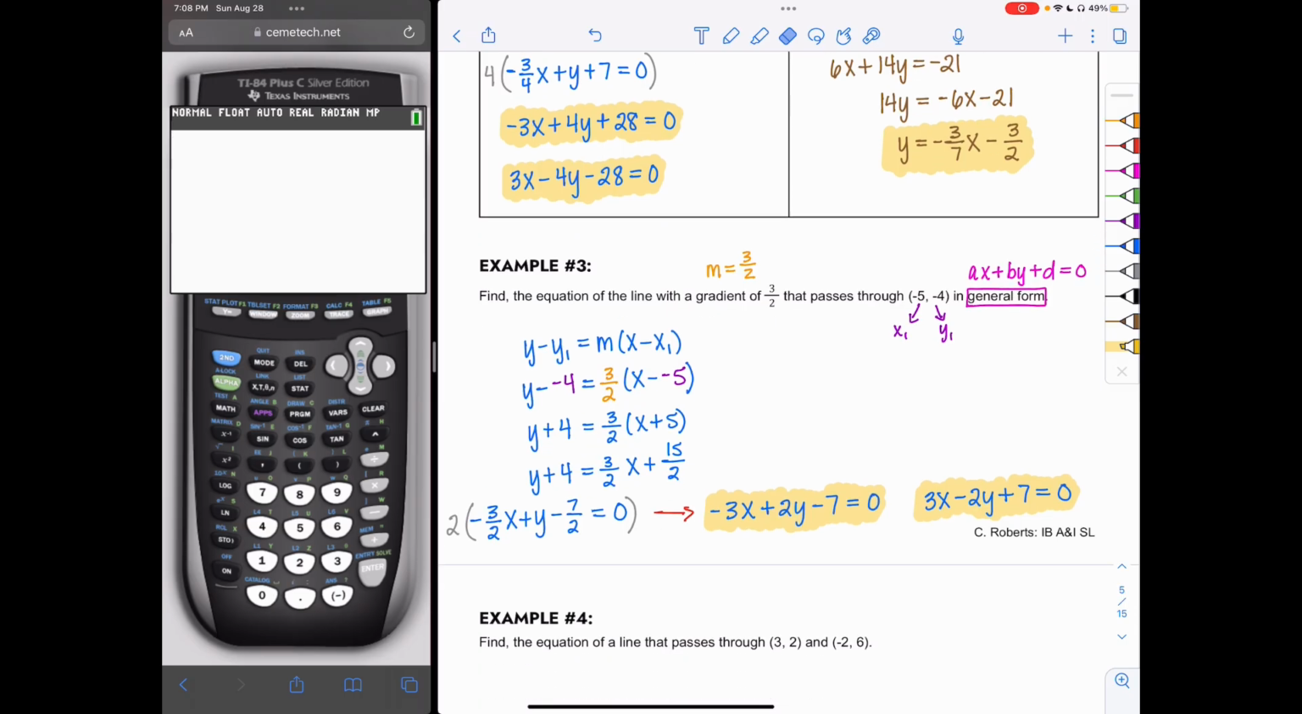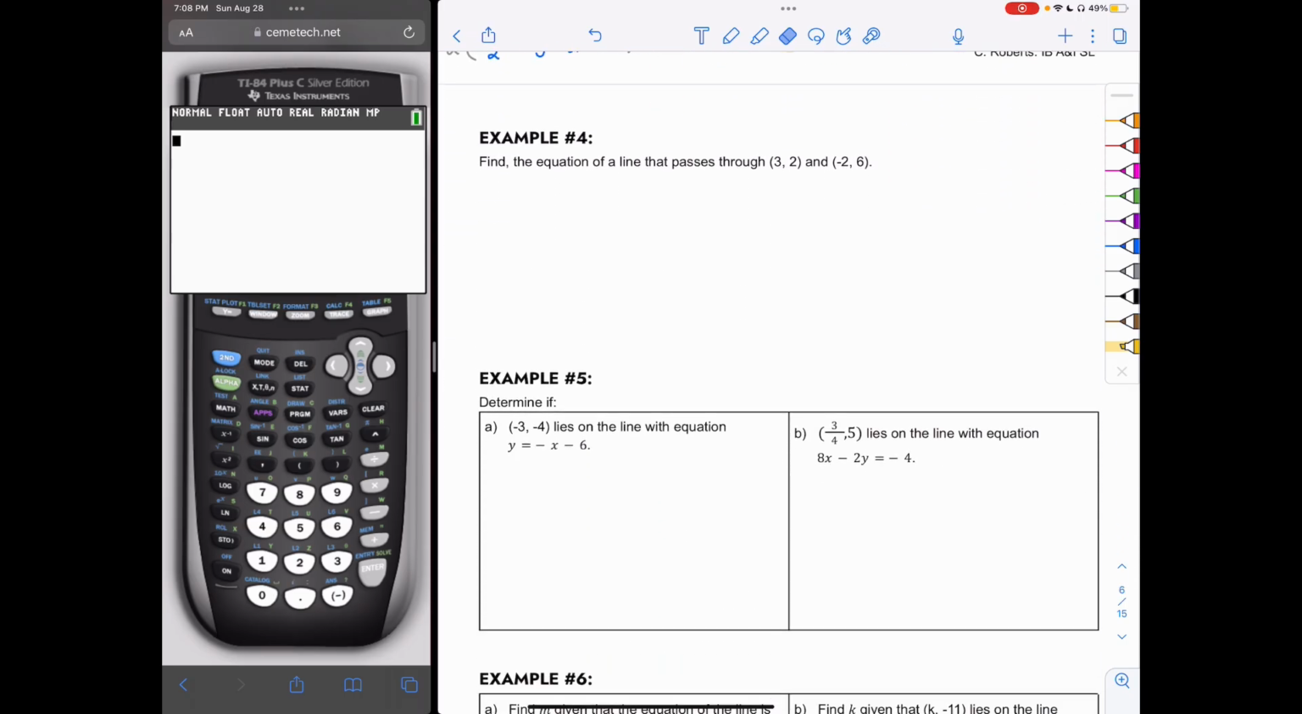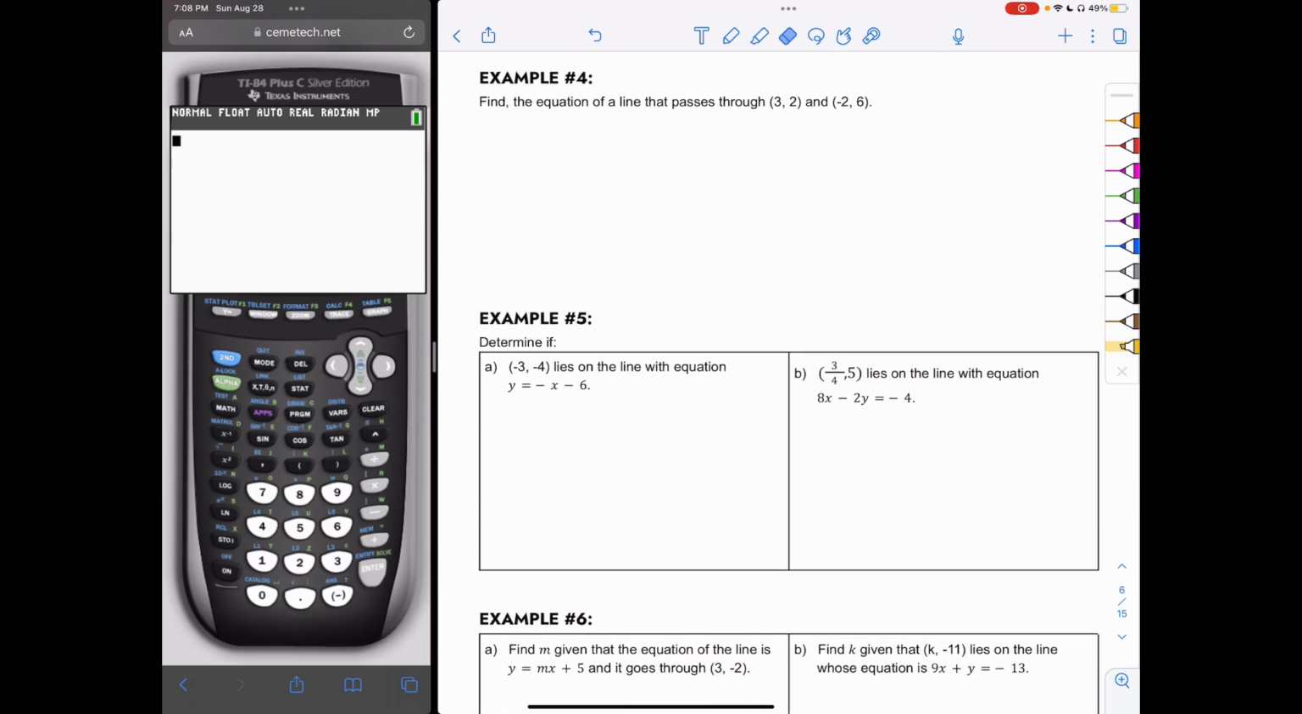All right. So let's go over example number 4. Example number 4 says that we need to find the equation of a line that passes through the points 3, 2, and -2, 6. It did not specify which form I need to use, so I'm just going to show you how to do all three. So the first thing that I would need to do is find my slope. And we should know that your slope is equal to your y2 minus y1 over x2 minus x1. So I'm going to type in the calculator 6 minus 2 over a negative 2 minus 3.